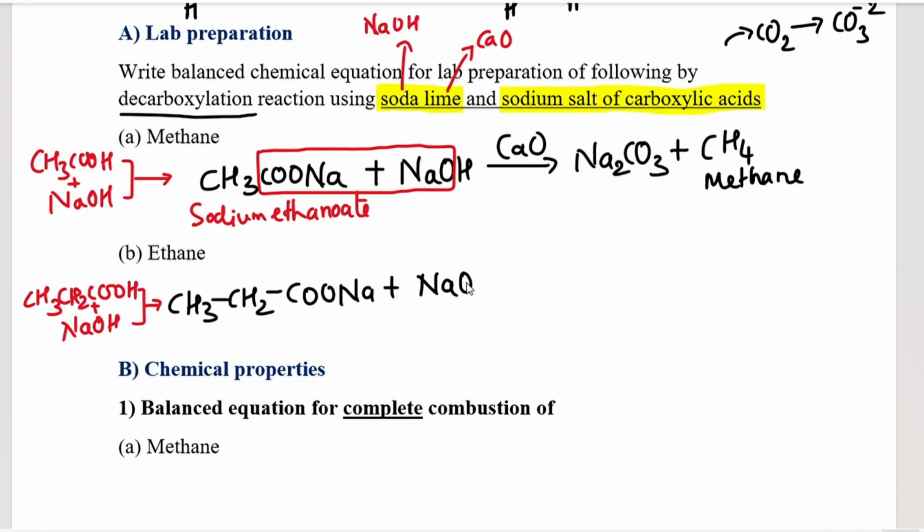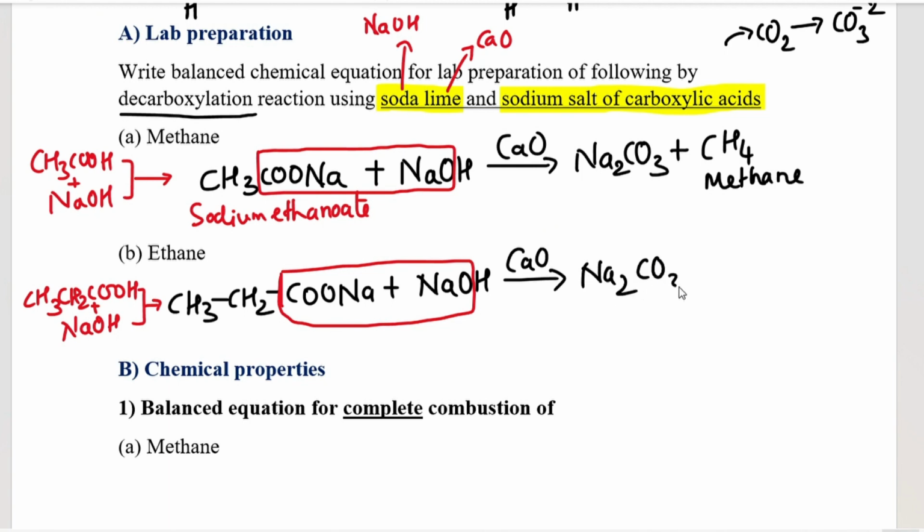Next you react it with sodium hydroxide in the presence of calcium oxide, that is soda lime together. Remove the sodium carbonate once again from this, so it is removing carbon dioxide in the form of carbonate. So this is decarboxylation. What is left? Na2CO3 plus CH3CH3, that is C2H6, ethane. This is also a gas. Methane, ethane, ethene, ethyne, all of these are gases.